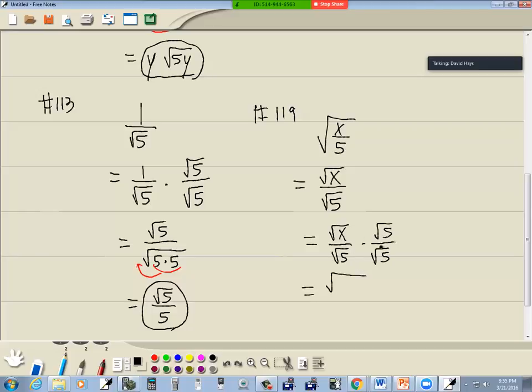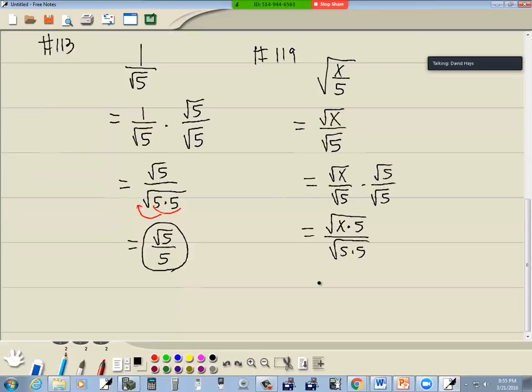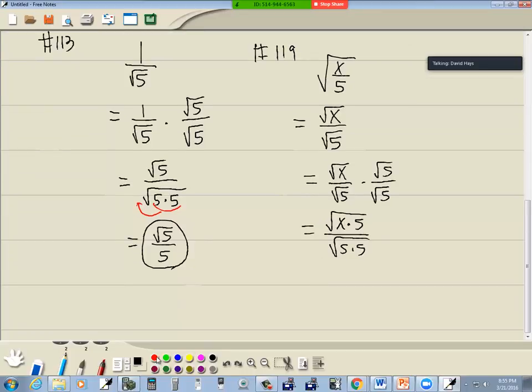So then, square root of x times square root of 5 is square root of x times 5. And square root of 5 times square root of 5 is square root of 5 times 5. Now, square roots, we're looking for a pair of somethings. So here's a pair of 5s, so they're going to come out in front as a single 5. So we've got square root of 5x over 5. No fractions inside of a radical, no radicals in denominator. So that meets our two criteria.